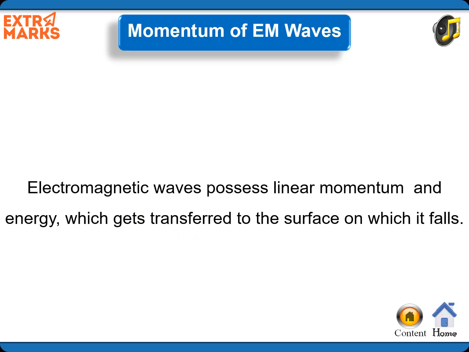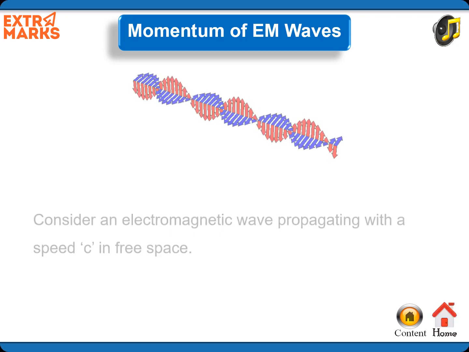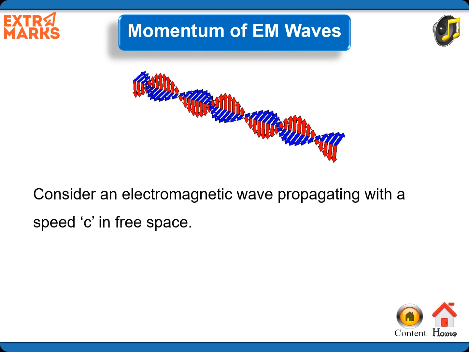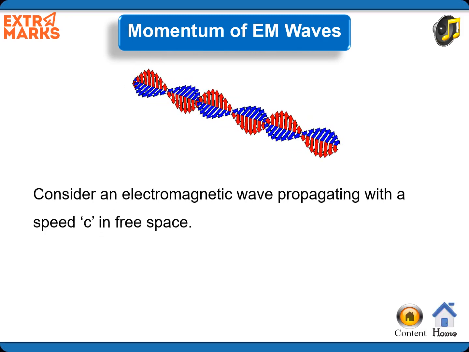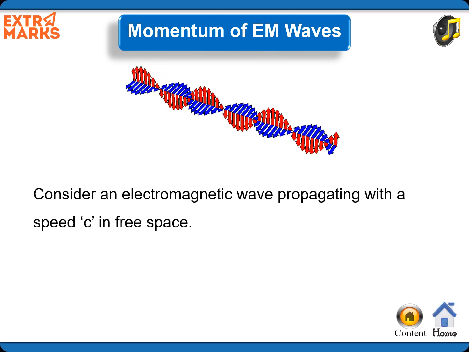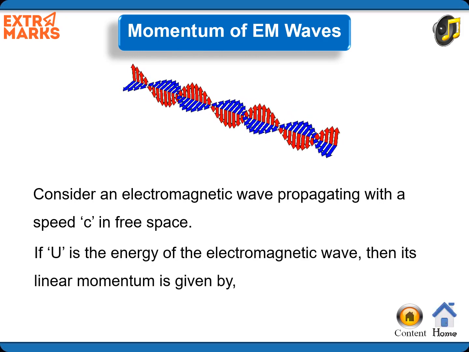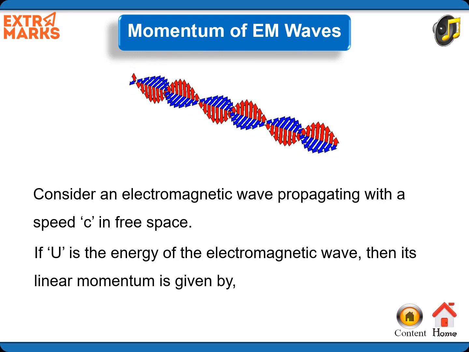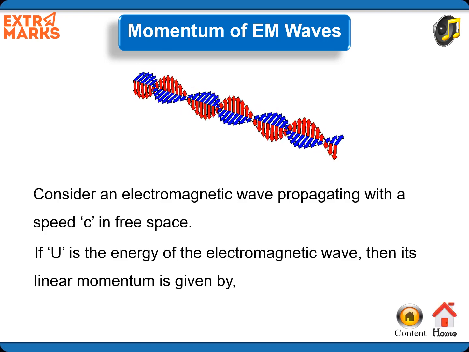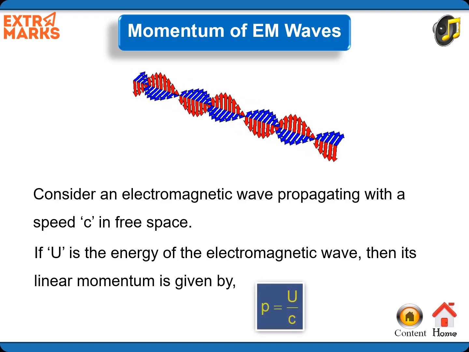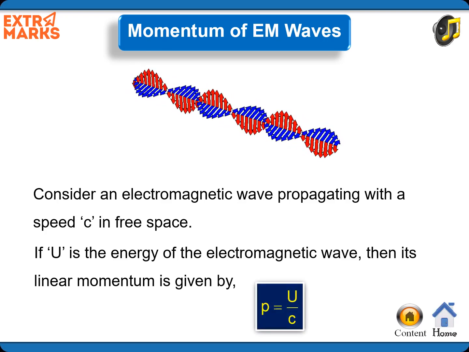Let's study about the momentum of electromagnetic waves. Consider an electromagnetic wave propagating with a speed c in free space. If u is the energy of the electromagnetic wave, then its linear momentum is given by P is equal to u divided by c.